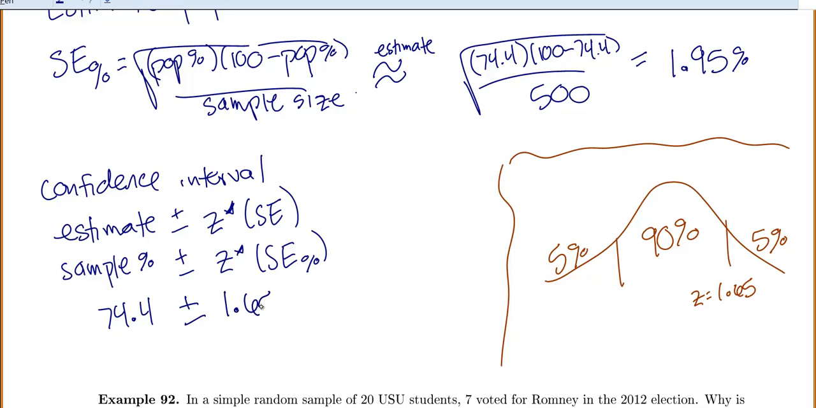Okay, so my critical point Z star is 1.65 and my standard error is 1.95. Let's see, so 74.4 minus 1.65 times 1.95. It's 71.18% to 76.61% or 62%.